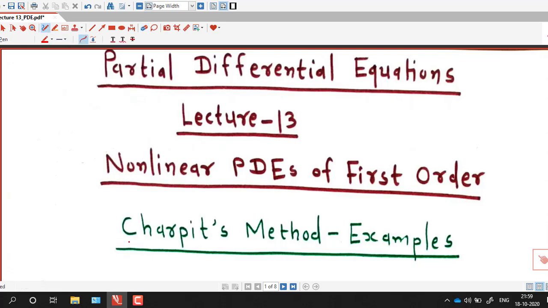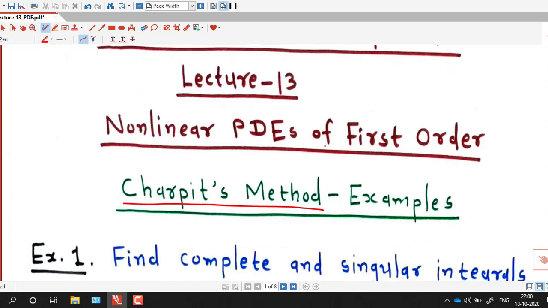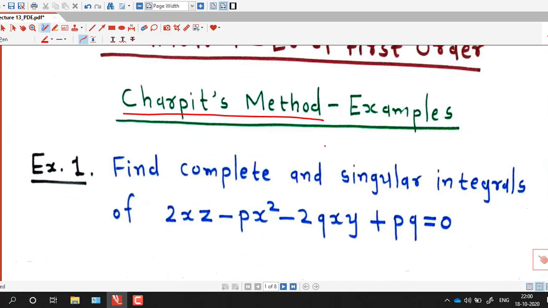In this lecture we are going to discuss some more examples on Charpit's method. In the previous lecture we discussed the idea of Charpit's method and how it can be used to solve a given nonlinear partial differential equation of first order. Today also we are going to do two more examples on Charpit's method. So let us start with example number 1.